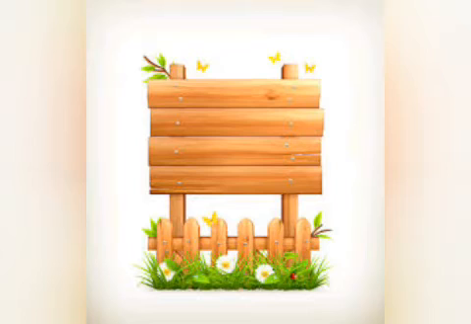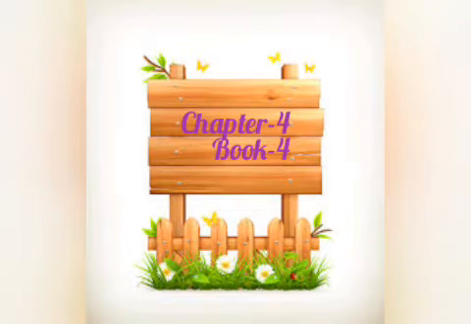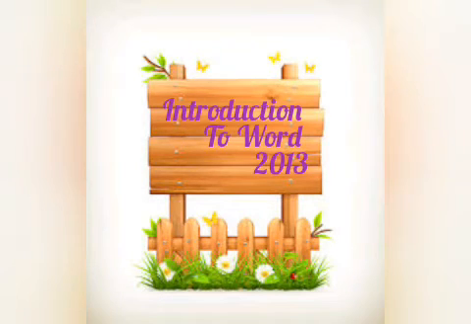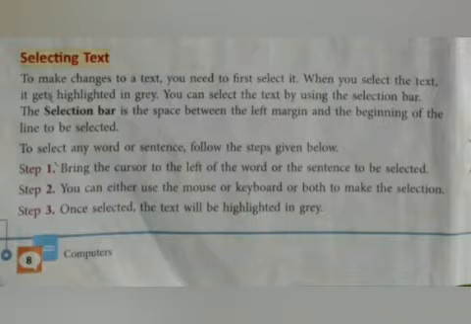So as we started chapter number 4 from book 4, that is Introduction to Word 2013. Today we will finish this chapter. Up to how to type text we have read, and today we will start from the next point, that is selecting text. To make changes to a text, you need to first select it. When you select the text, it gets highlighted in grey. You can select the text by using the selection bar.